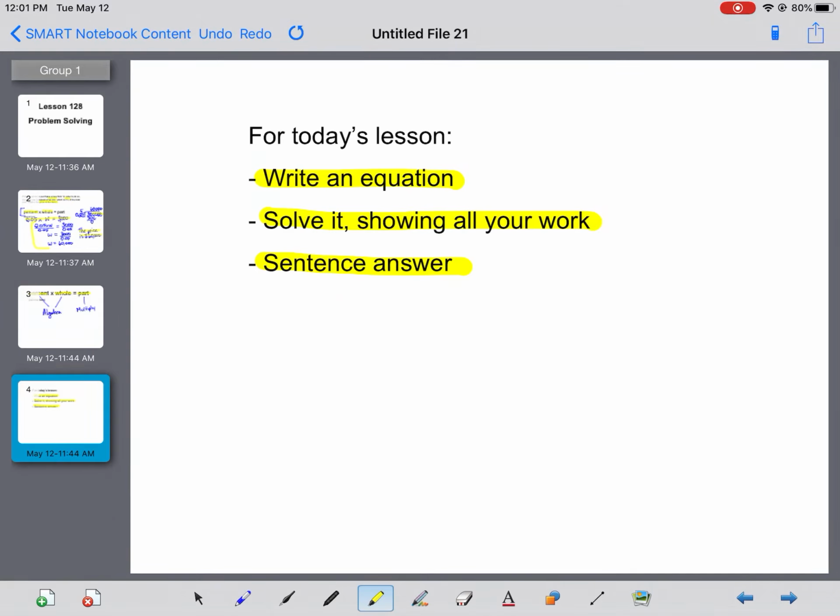So that's it. Not a whole lot of new math, just using some of the stuff that we've learned in the past few days. If you have any questions, let me know.